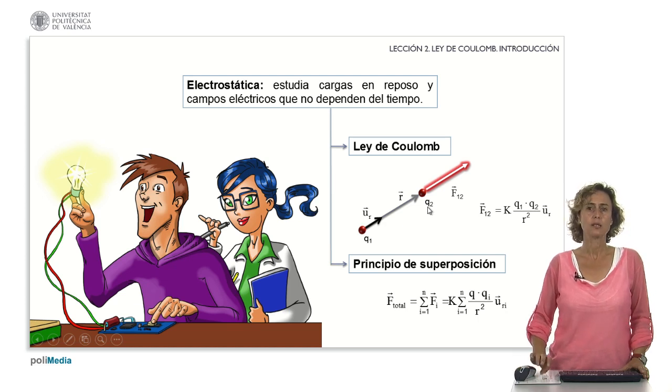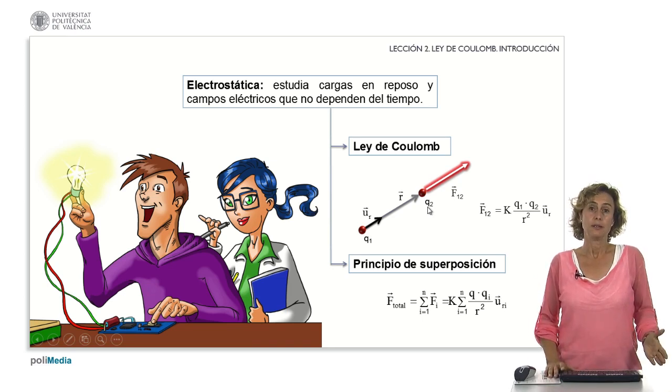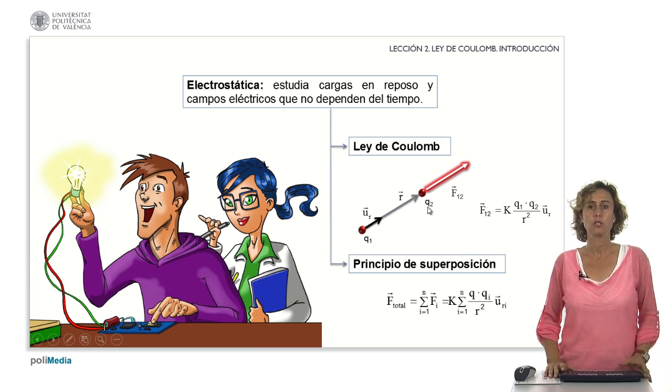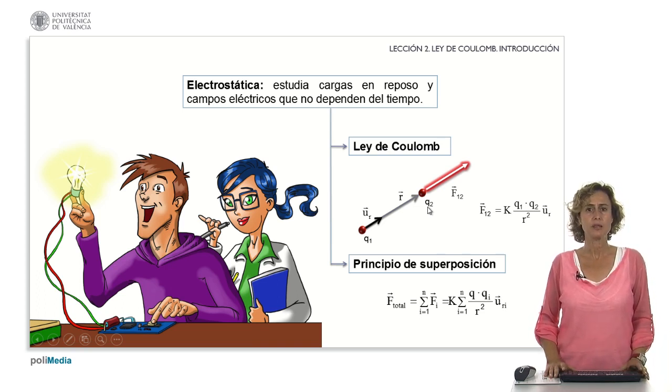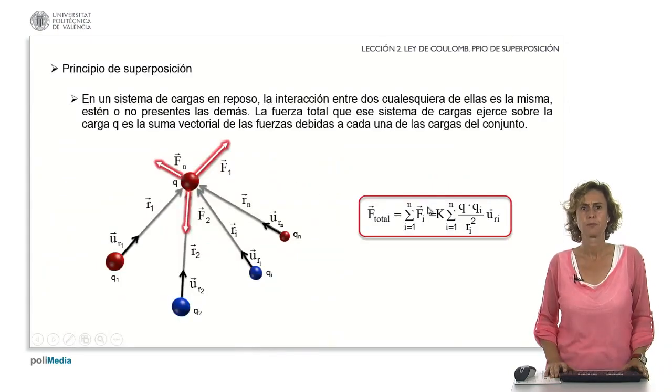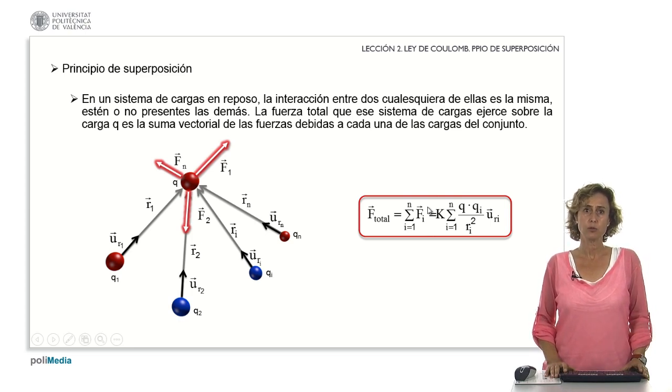What happens if instead of having two single charges, we have a discrete distribution of charges? In that case, Coulomb's law is not enough. We have to apply the principle of superposition, which is what we are going to study in this class. The principle of superposition tells us that in a system of charges at rest, the interaction between any two of them is the same whether the others are present or not.